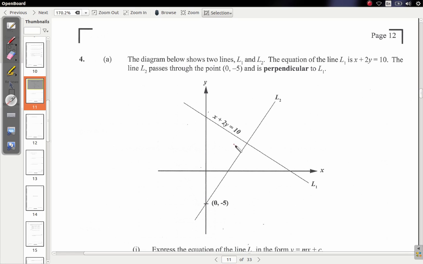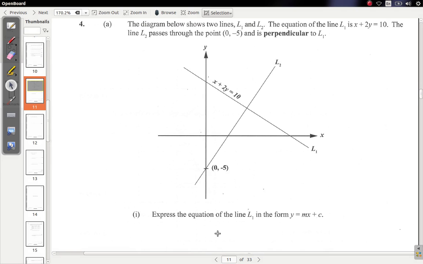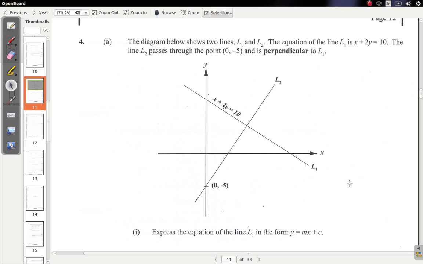Remember what perpendicular means? It means set in a right angle. What does it say now? Express the equation of the line L1 in the form y equals mx plus c. That means you must write it as a number multiplied by x plus a number.